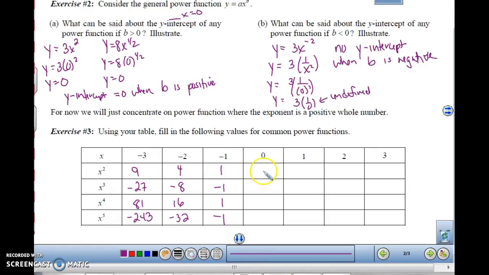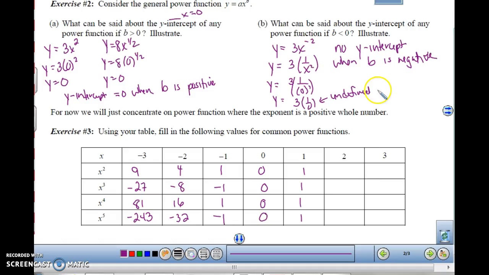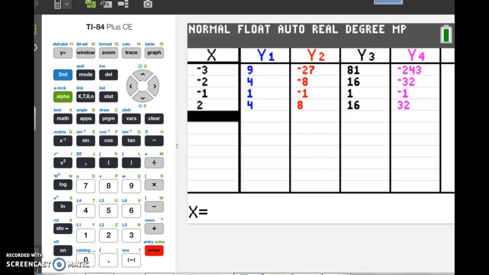All right, now 0, we shouldn't even have to put in the calculator. 0 is going to be 0 no matter what we do here. Something squared, cubed, fourth, or fifth power will always be 0. And the same thing for 1: 1 squared is 1, 1 cubed is 1, 1 to the fourth is 1, and 1 to the fifth is 1. Okay, let's do 2. X is 2: 4, 8, 16, 32. Okay, and one more. Let's do 3. We have 9, 27, 81, 243.